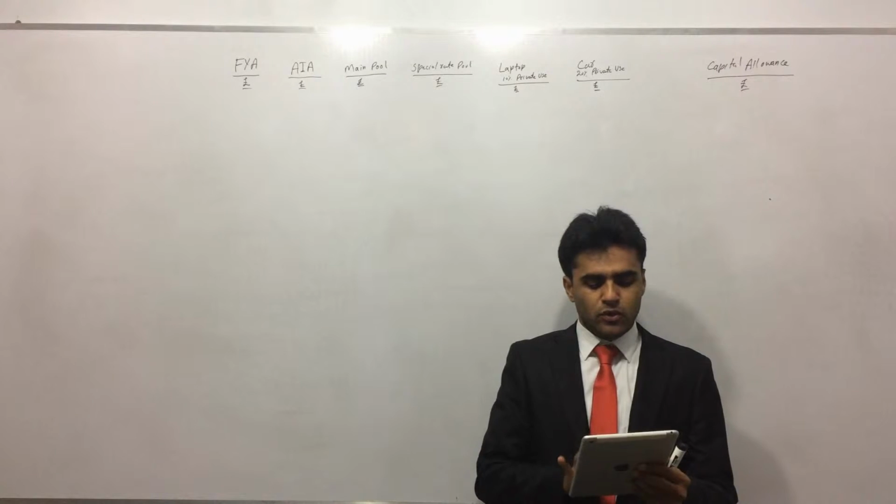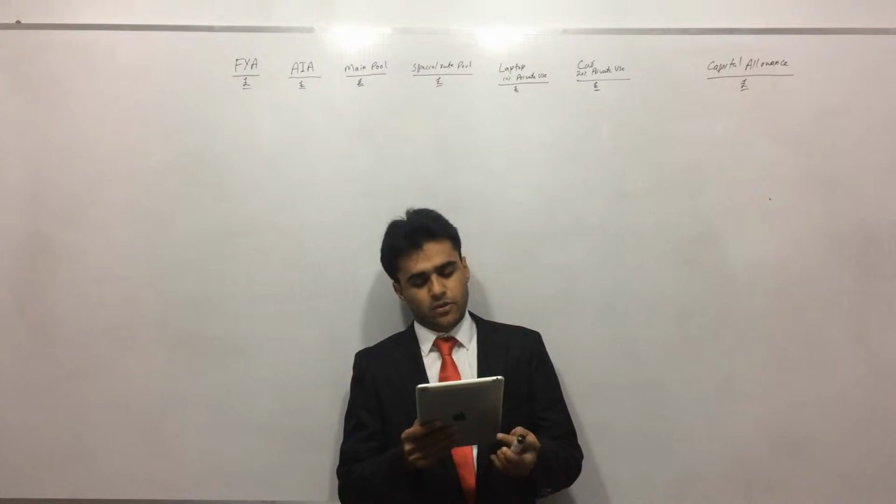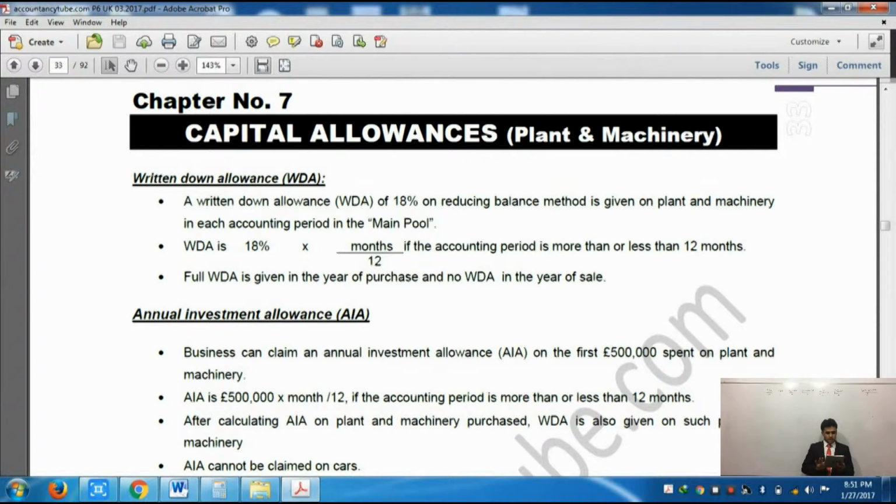Now, if you could please move to your notes, I'm going to share the screen with you. Here you go. I've already shared the screen with you. You might see on my screen the chapter name is Capital Allowances. Now, if you are watching this lecture for P6, that's fine. Please make sure you download the notes, and it is page 33 on your notes as far as P6 is concerned.